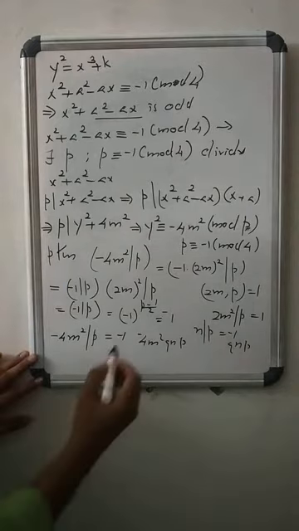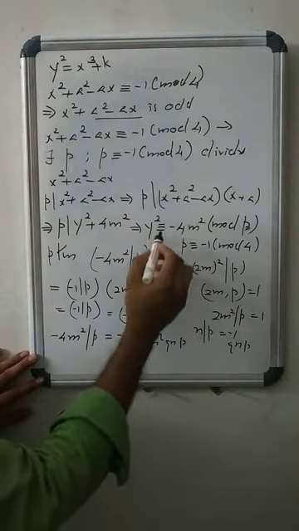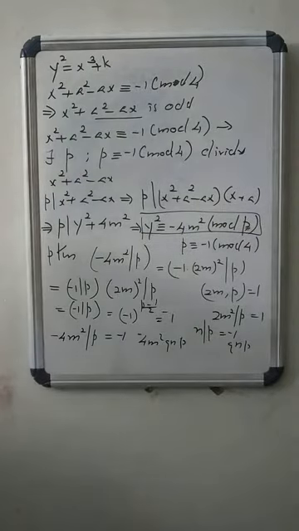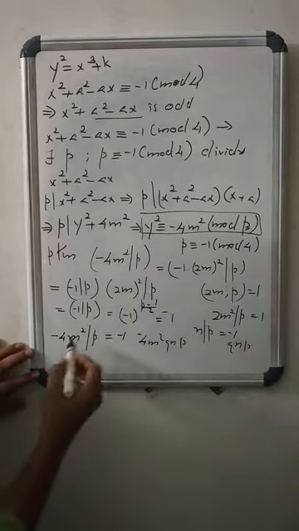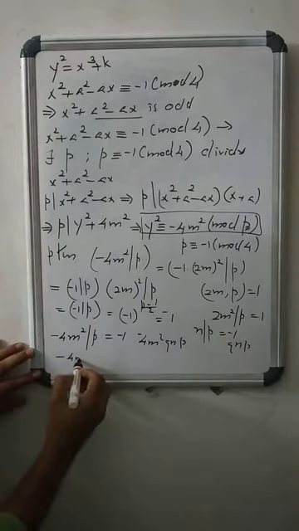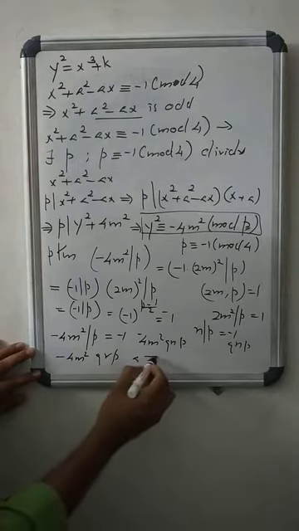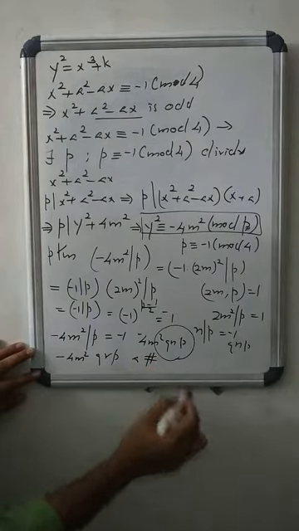But we have y square. What is y square? y square is congruent to minus 4m square mod p. That means minus 4m square is a quadratic residue mod p. That is a contradiction to this argument.